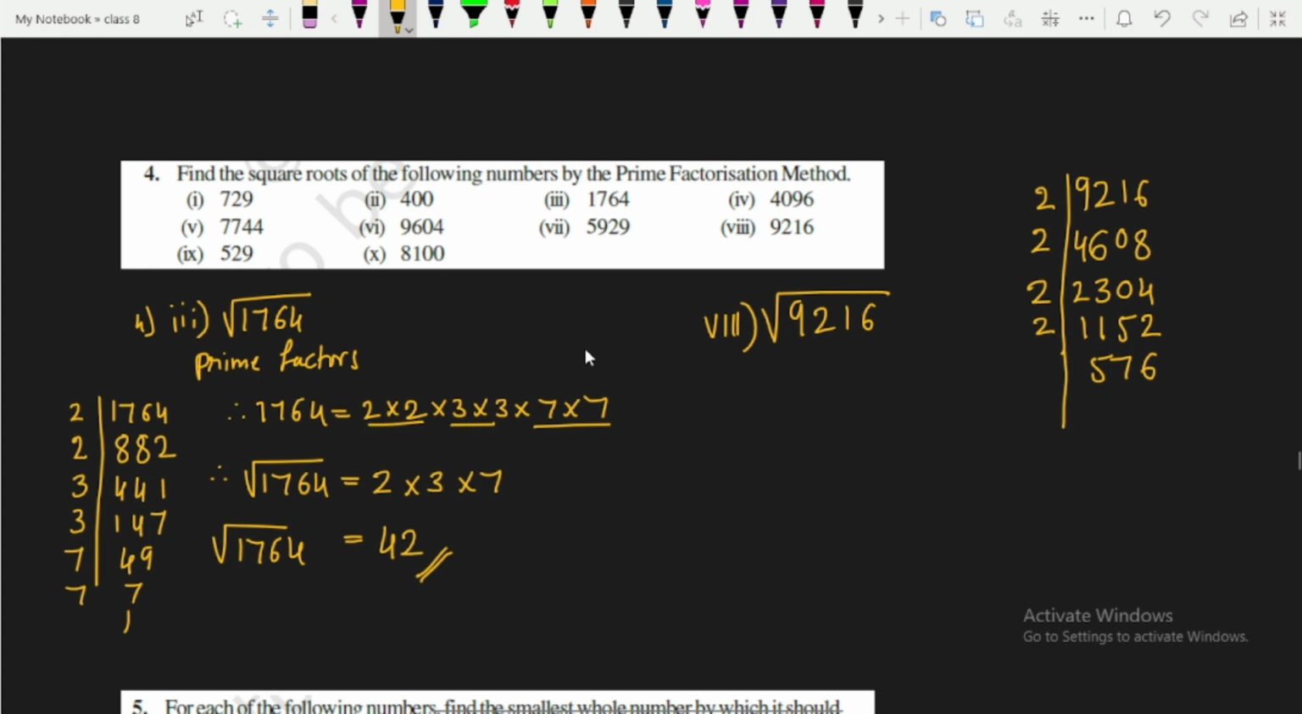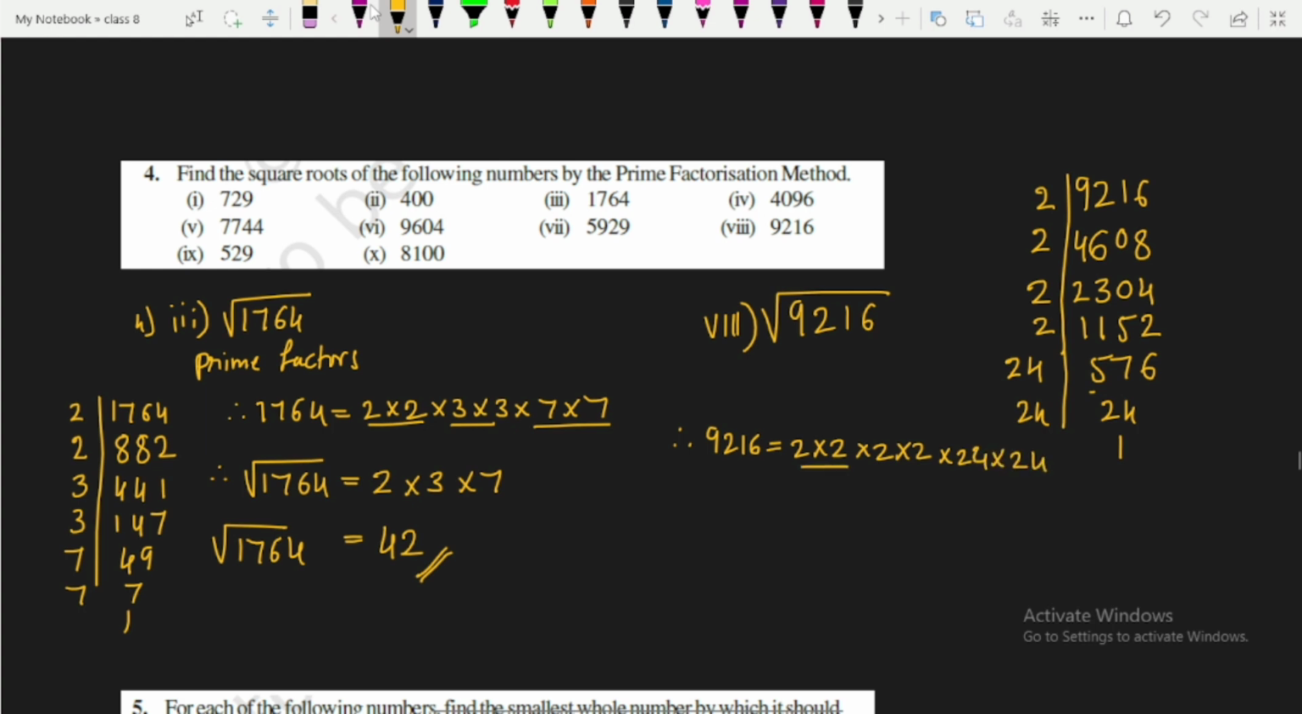We reach 576. If you know the number is a square number, then you can directly write its pair. 576 is 24 squared, so 24 into 24. Therefore the factors of 9216 are 2 into 2, 2 into 2, 24 into 24.